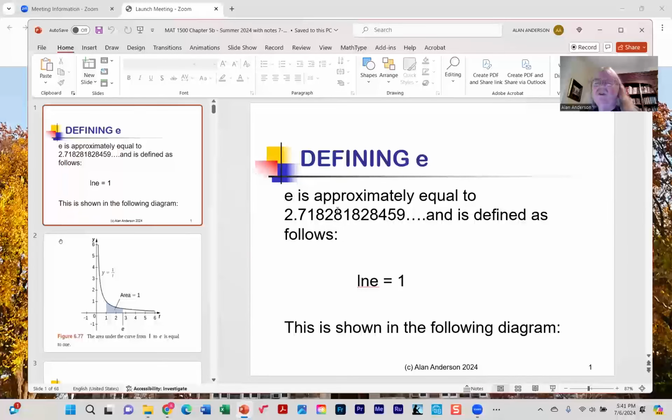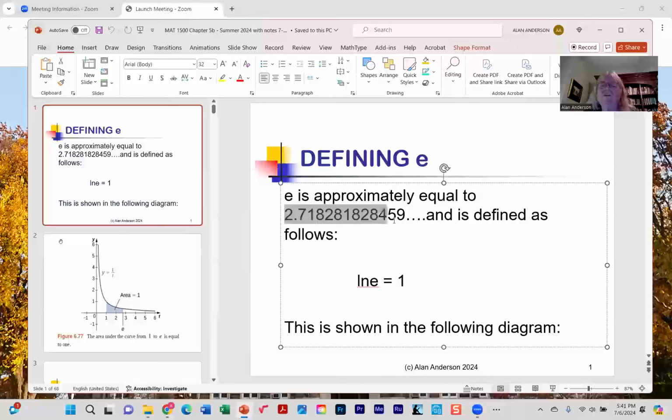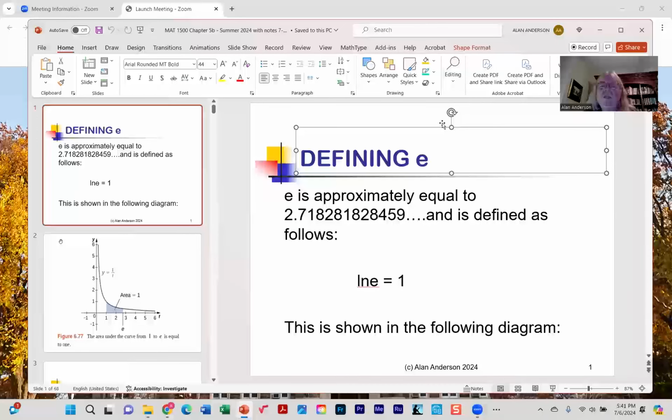e is a constant, and if you go to your calculator, you'll see it's right there. You can find the value of e by taking e and raising it to the first power. And you look in the screen, you'll see that this is approximately what it's equal to. But you'll see in the next slide how one way we can formally define it. And then later on, we're going to see another way, but that has to wait till the end.